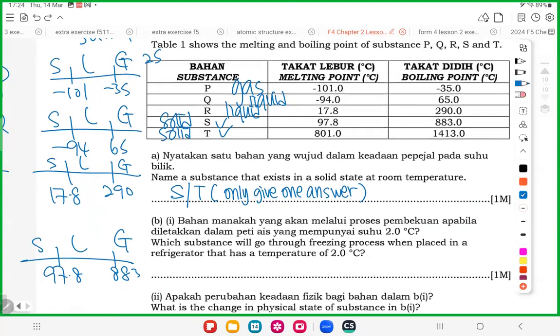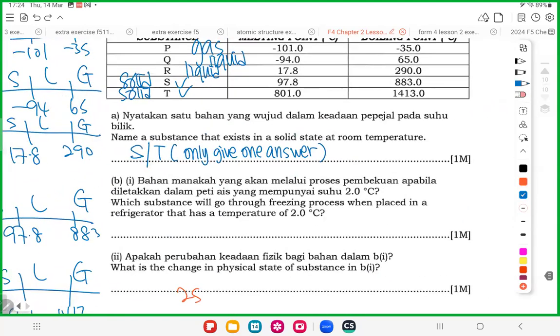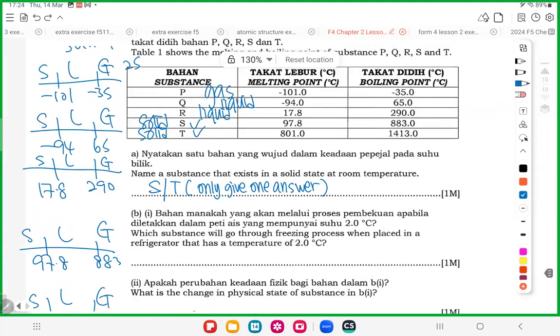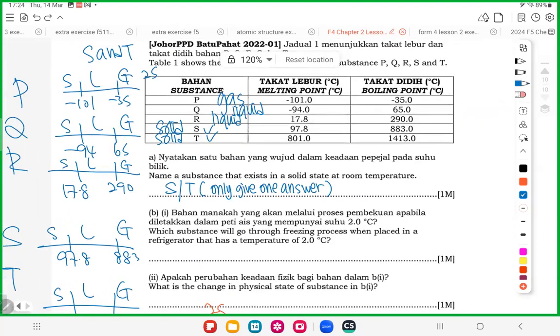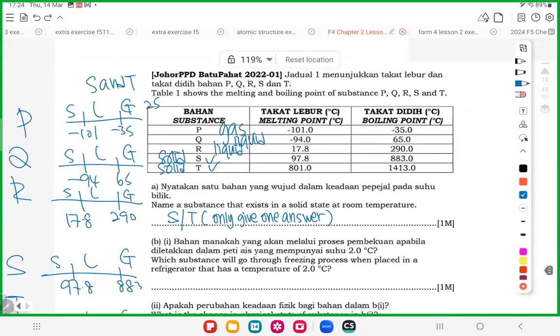Okay, next one. Now this is a good question. Which substance will undergo freezing when placed in a refrigerator? When you put it in a fridge, the temperature is 2 degrees Celsius. Among the 5 substances here, who will undergo freezing? Freezing means becoming solid. Same thing, guys. I'll give you 2 to 3 minutes. Try to do the question and type the answer in the chat box. This question is very interesting. I'll tell you in a short while why.